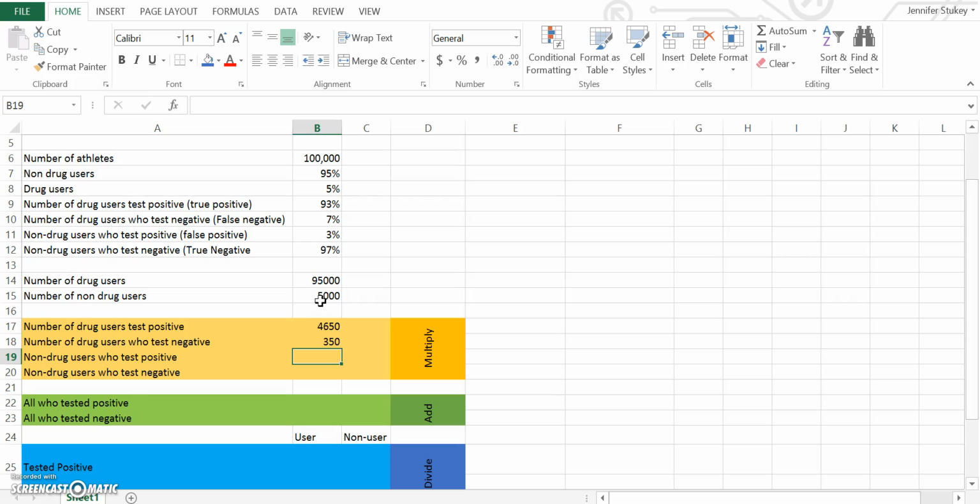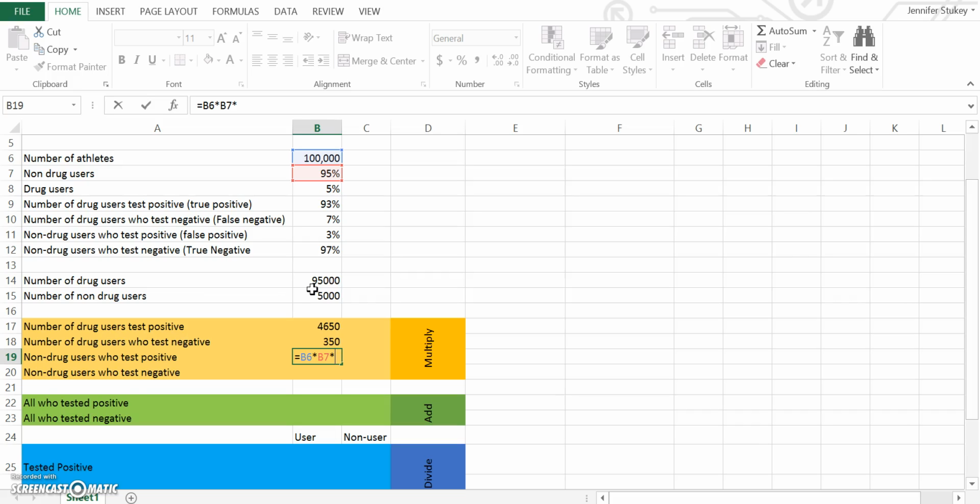Now, non-drug users who test positive, that is our 100,000 times 95%, or it's this 95,000 right here. We could grab that cell too. I'm trying to show you as many times as possible how to do this.